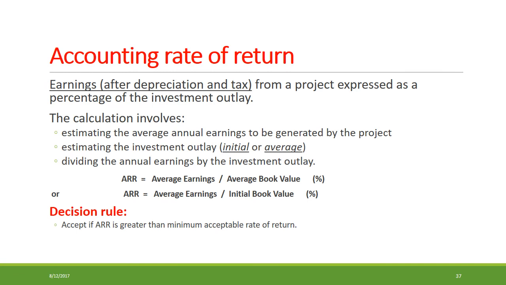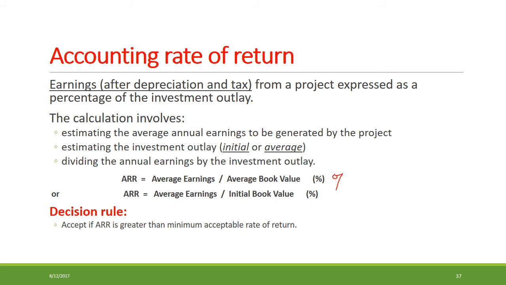Okay. So the accounting rate of return, as we mentioned before, is simply just a measure of the rate of return, but using accounting profits. So we measure the accounting rate of return by the average earnings divided by the average book value. Or alternatively, we could also measure the accounting rate of return using average earnings divided by the initial book value, right? So these are both accounting numbers.